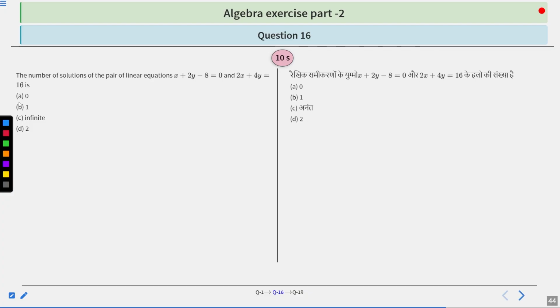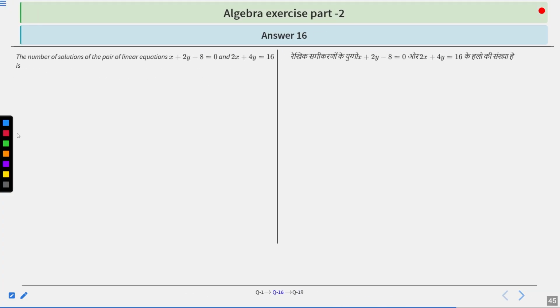Next question. The number of solutions of the pair of linear equations x plus 2y minus 8 equal to 0 and 2x plus 4y equal to 16 is option A 0, option B 1, option C infinite, and option D 2. So we were given the two linear equations and we have to find the number of solutions.